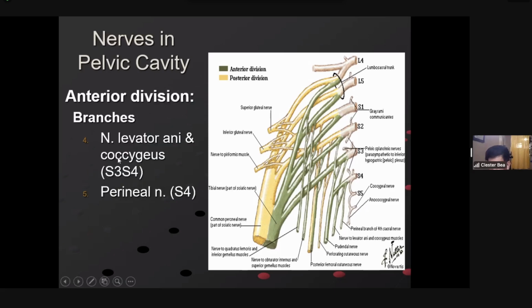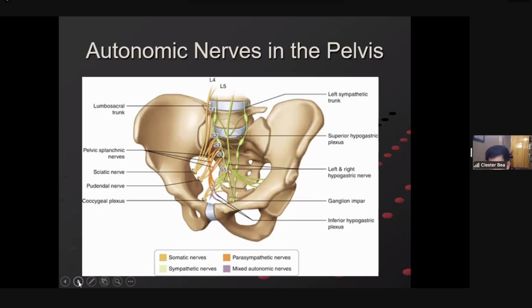Another from the anterior division would be the nerve to the levator ani and the coccygeus, and the perineal nerve coming from S4. Now, these are the spinal nerves that go into the pelvic cavity. You also have nerves that come from the autonomic nervous system. You see here in green the sympathetic ganglia. And from the sympathetic ganglia, you have your postganglionic sympathetic fibers forming the superior hypogastric plexus.